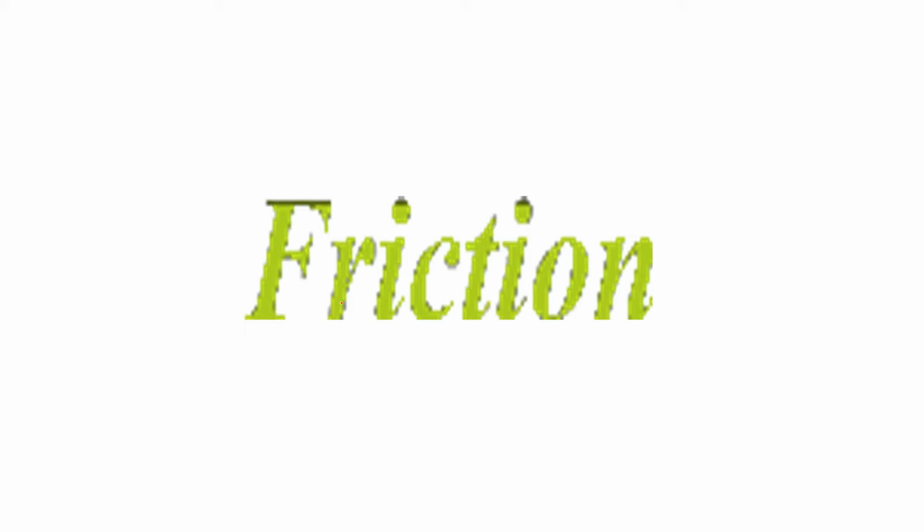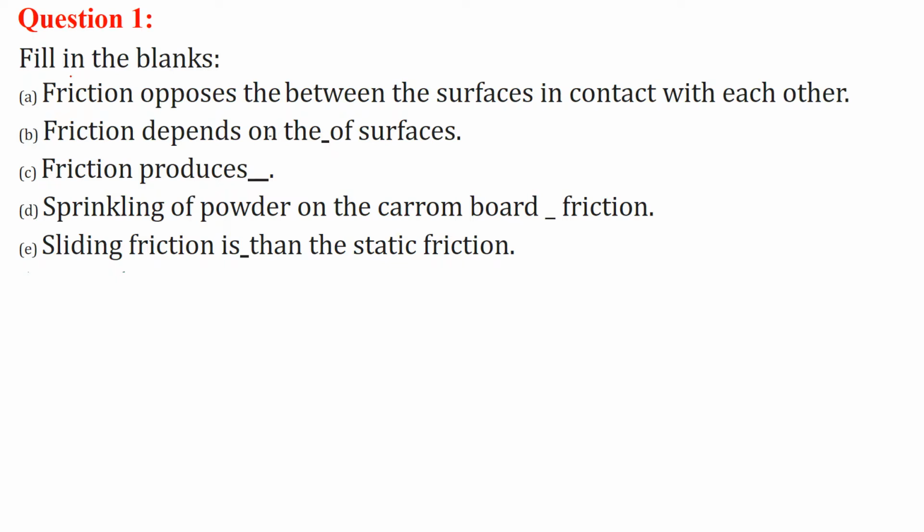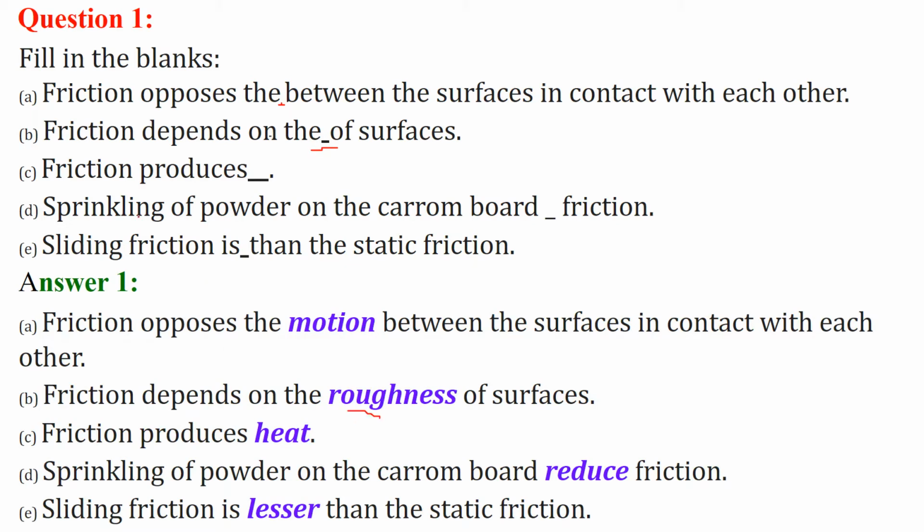Friction. We are taking question answers of friction. First is fill in the blanks. Friction opposes the motion between the surfaces in contact with each other. Friction depends on the roughness of the surfaces. So the answer is roughness.